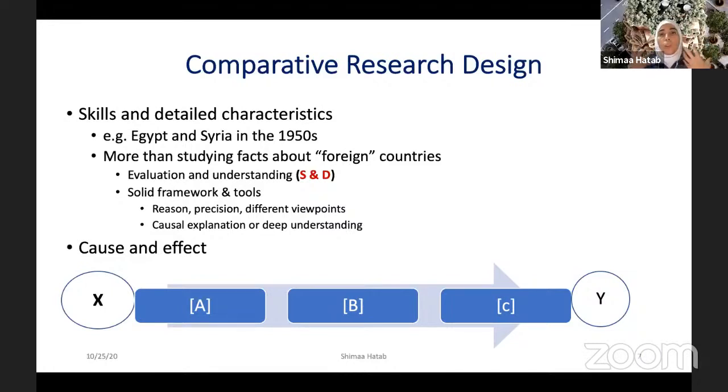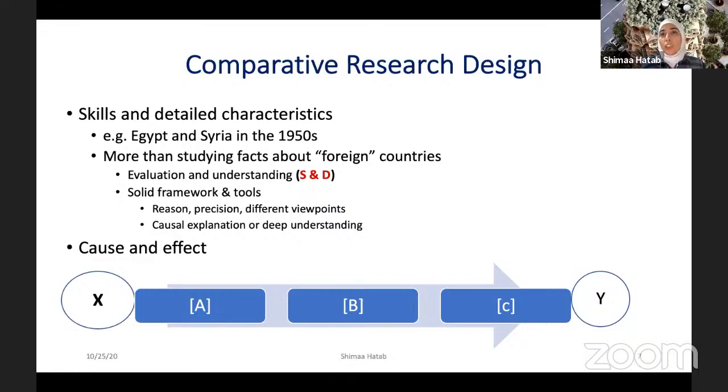So in order to come up with this kind of solid framework, you need to apply reason rather than being emotionally responsive. So you need to be somehow impartial, because it's debatable in political science, between political scientists, as we are going to see. But impartiality is an essential step in order to have plausible and objective analysis. And you need to be much more precise and to consider different viewpoints, and see social and political phenomena from different angles.